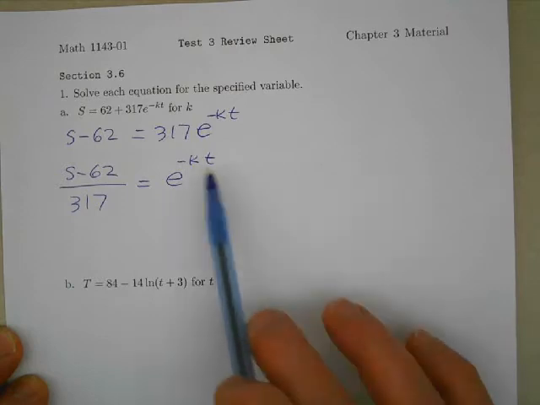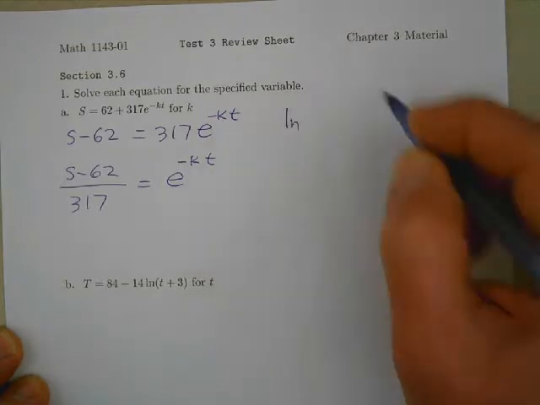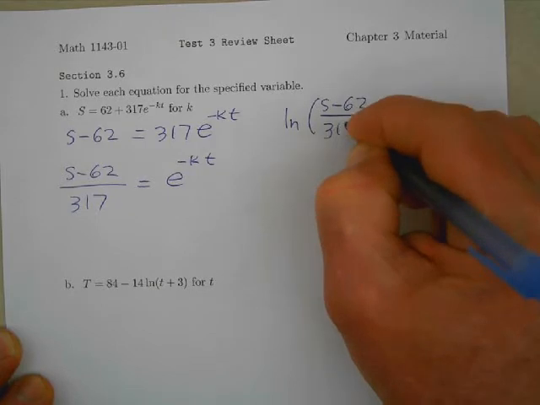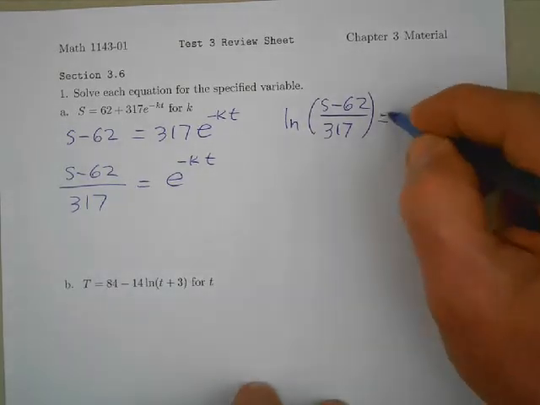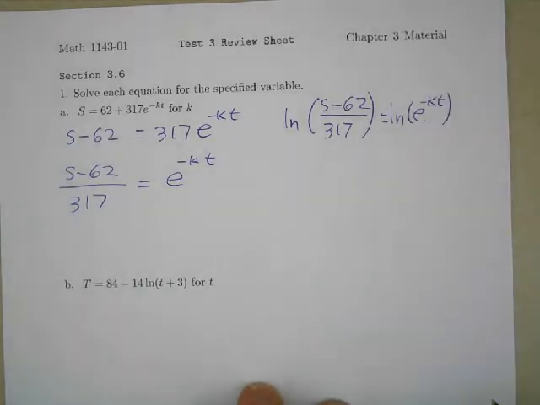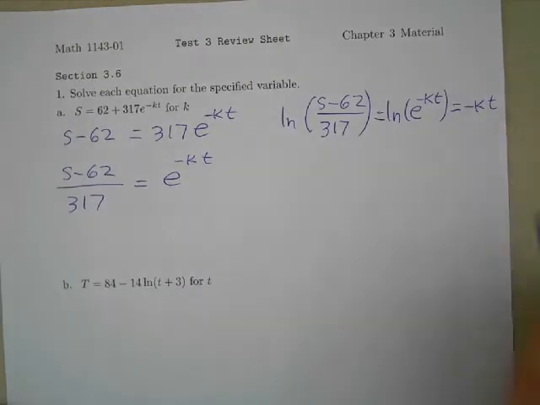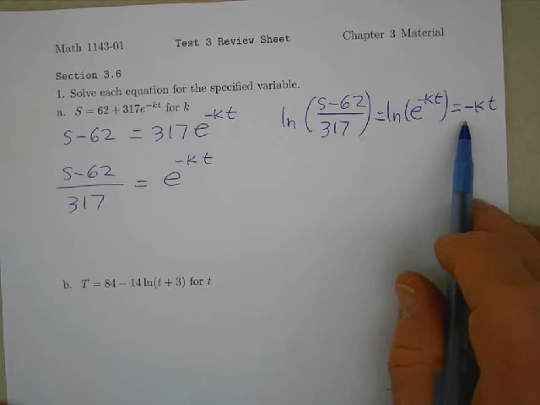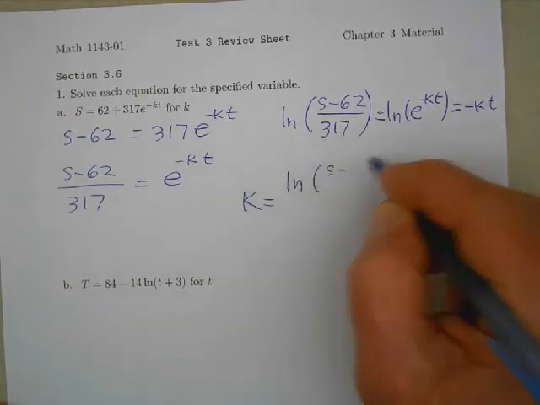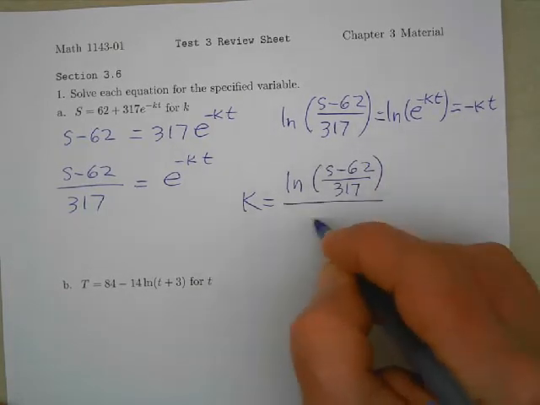We want to solve for k, so k is an exponent, so we can take the natural log of both sides. The natural log of S minus 62 over 317 equals the natural log of e to the negative kt, but the natural log of e to the negative kt simplifies to negative kt. We want to solve for k, so we'll just divide both sides by negative t, and we get k equals the natural log of S minus 62 over 317 divided by negative t.